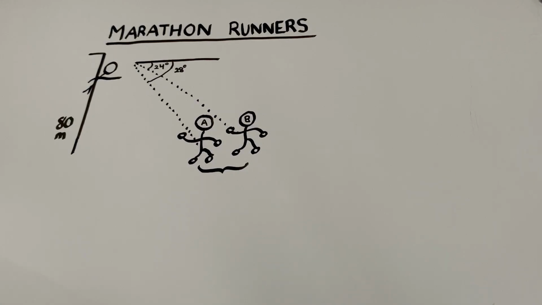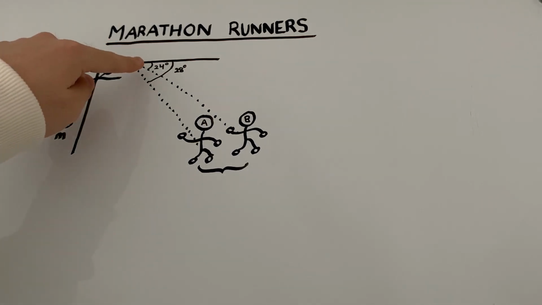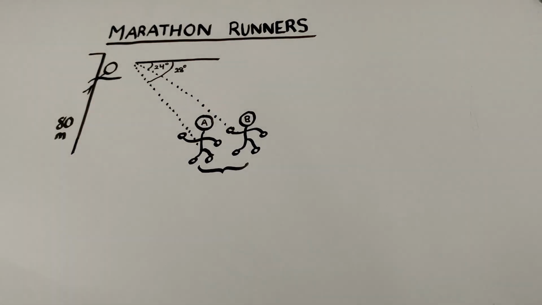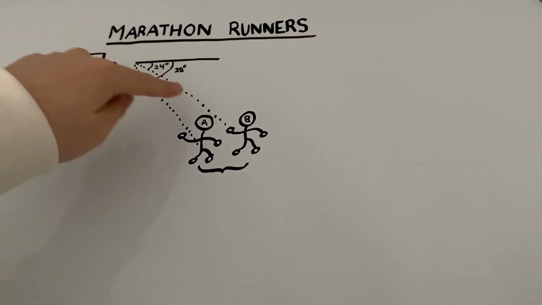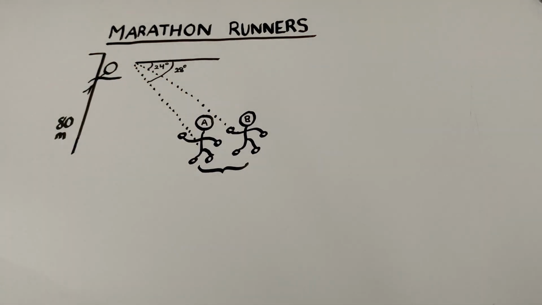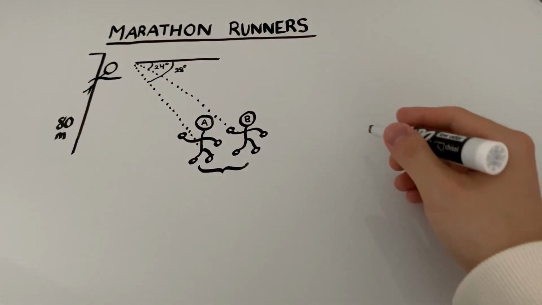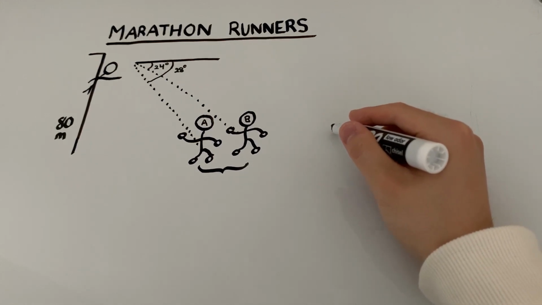Okay, so we need to find the distance between two runners A and B. So let's start off by drawing the triangle involving the 24-degree angle. Now the 24-degree angle is actually going to person B if you follow this line. The 28-degree angle is going towards person A. So it would look something like this.